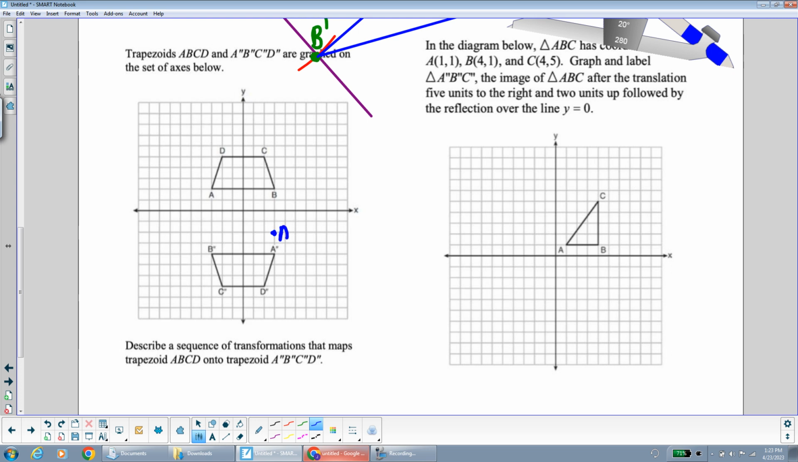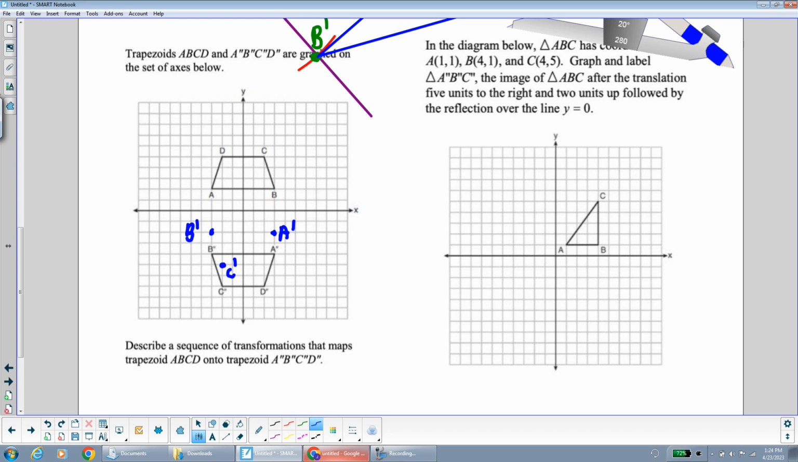So notice it doesn't put it exactly where it needs to be. Let's keep going. Point B is -3, 2, so that would be 3, -2. Once again, doesn't put it exactly where it needs to be. C, that's 2, 5. That would be -2, -5. Not exactly where it needs to be.